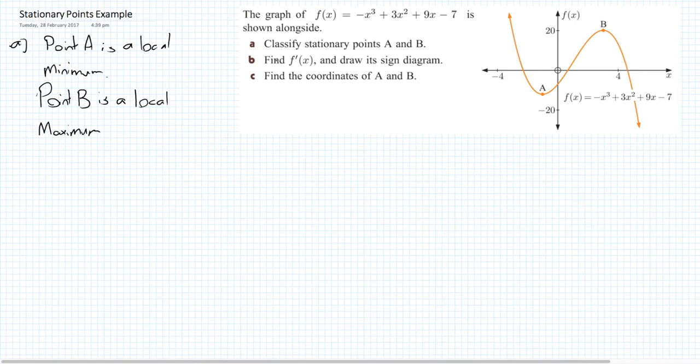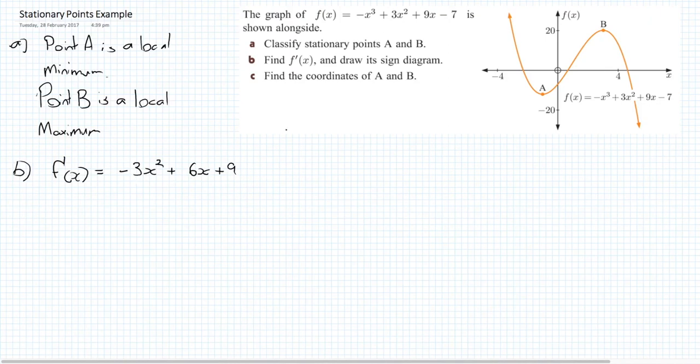What about part B? We've got to find f'(x) and draw its sign diagram. So first of all, f'(x) is just asking us to find the derivative. So in this case we've got minus 3x squared. We should really start off with f'(x) is equal to minus 3x squared plus 6x plus 9.